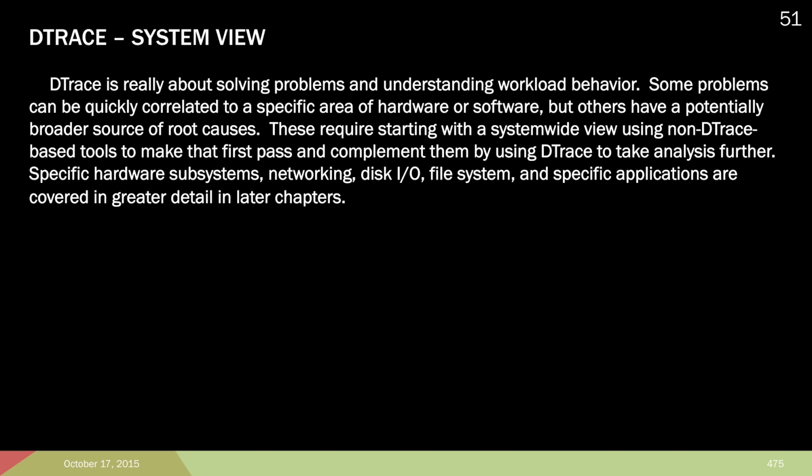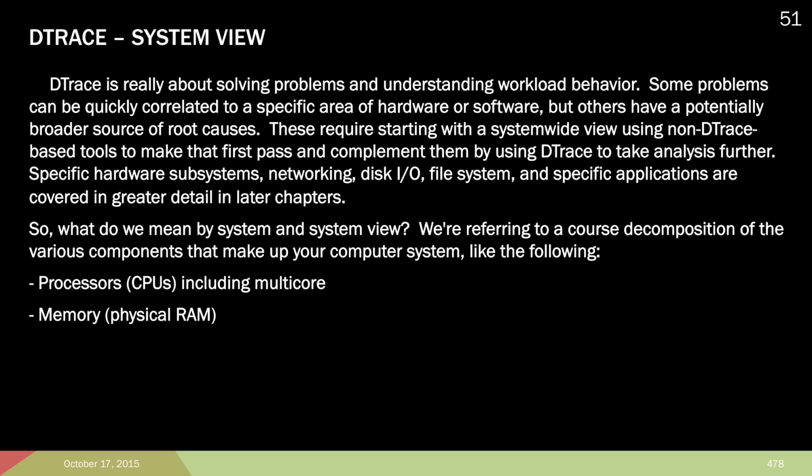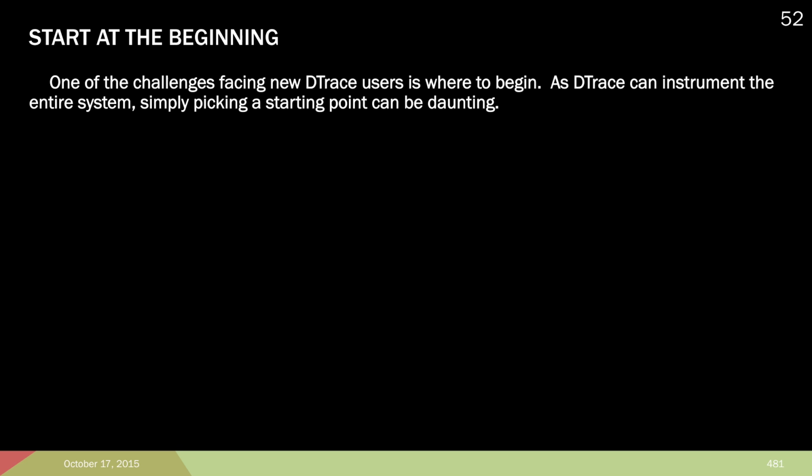Specific hardware subsystems, networking, disk I/O, file system, and specific applications are covered in greater detail in later chapters. So what do we mean by system and system view? We're referring to a coarse decomposition of the various components that make up your computer system, like the following: processors, including multi-core CPUs, memory, disk I/O, and network I/O.